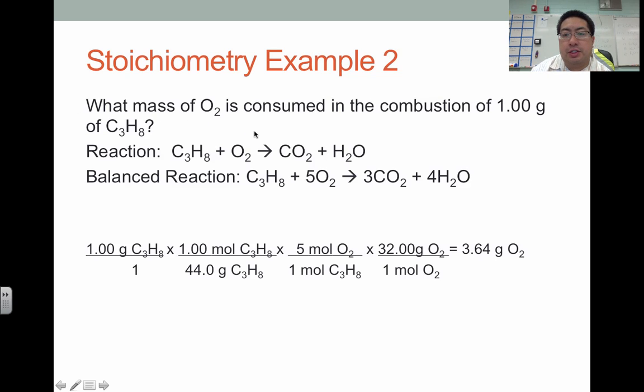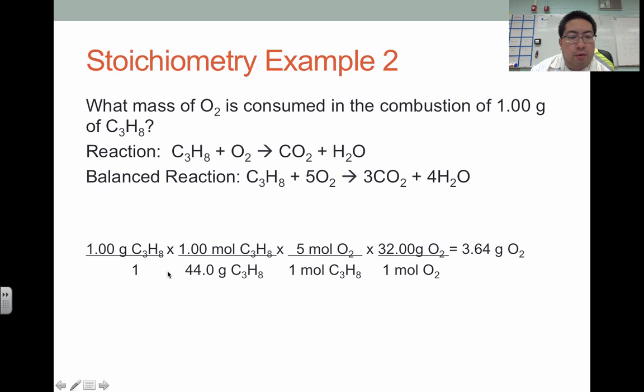What mass of oxygen is consumed in the combustion of 1 gram of C3H8? So this is another example. Again, here's our reaction. A lot of times you might have to complete the reaction and balance it yourself. The balancing is important, so we know what the proportionality is between oxygen and the C3H8.